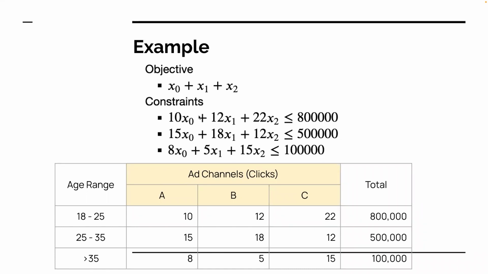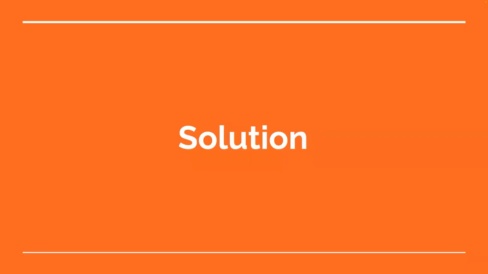These are the constraints in terms of the total available things. So whatever is the ideal value of X0, X1, X2 is what is going to maximize the number of clicks. Now, if we just go for a solution to this, how do we actually solve this problem?